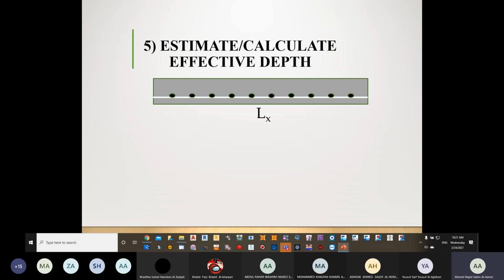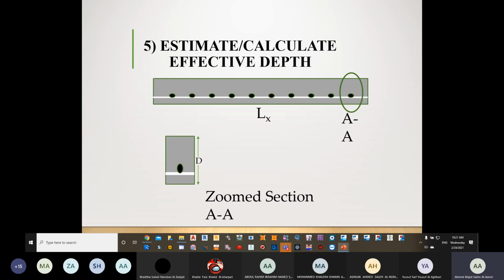Now, to illustrate the concept of effective depth and overall depth, I'm going to take a zoomed section, and this section is AA, for example. If I take a zoomed section of AA, you can see that the distance from the top compression fiber to the top tension fiber is called the overall depth. And then we have something called DY, and something called DX. If you remember, the white color represents the reinforcement of X, and the black color represents the reinforcement of Y.